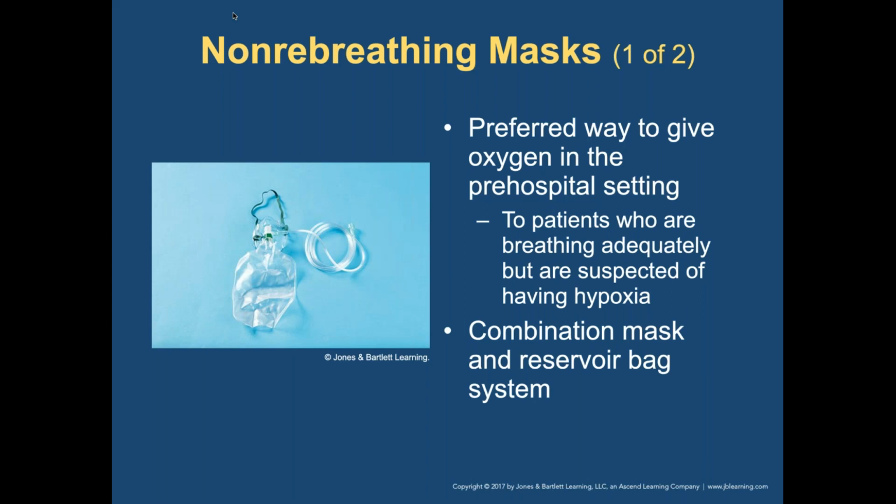Make sure the reservoir bag is full on these because that's where they're going to get their oxygen from. Adjust the flow rate so the bag does not collapse when the patient inhales. We usually do 10 to 15 liters a minute. If you're going to be under 10, then you should probably switch down to a cannula. If the bag does collapse, increase the flow rate.